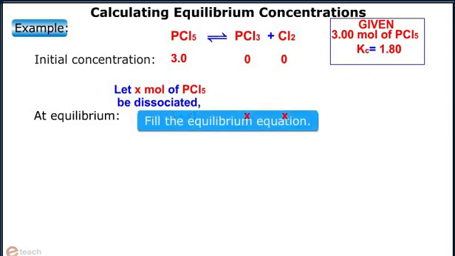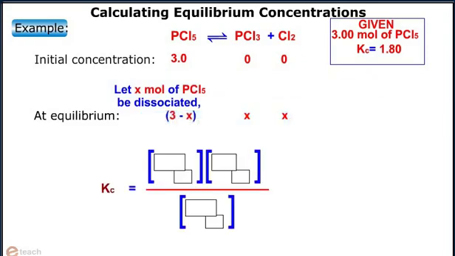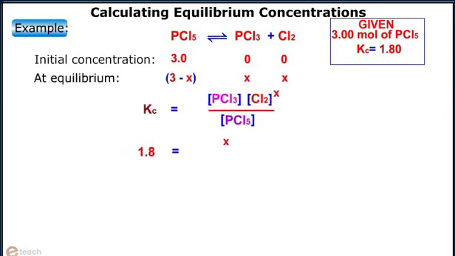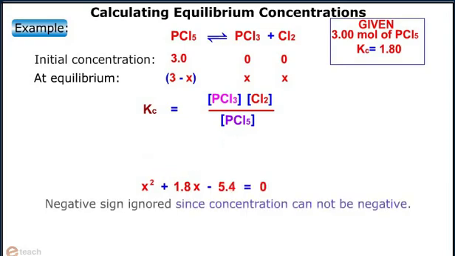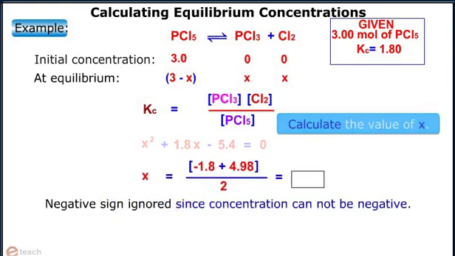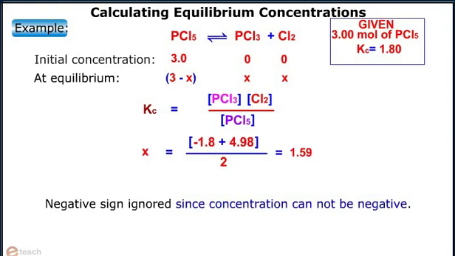Fill the equilibrium equation. Since Kc equals 1.8, this implies that 1.8 = x^2 / (3 - x). This implies that x^2 + 1.8x - 5.4 = 0. Calculate the value of x. The negative sign is ignored since concentration cannot be negative.